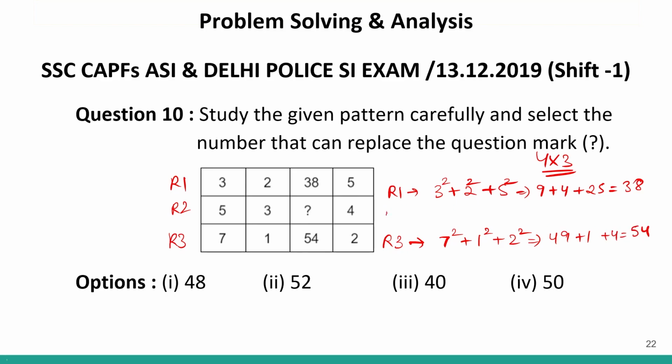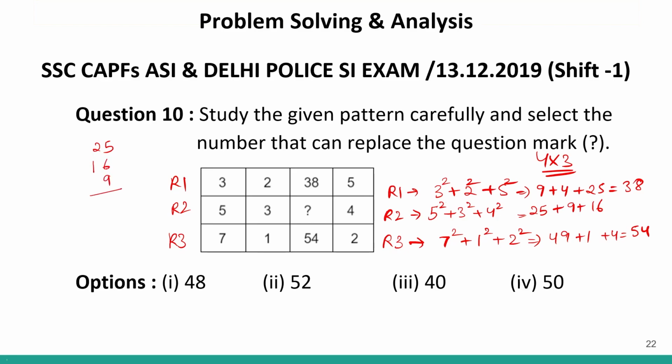So to find out row 2, we'll do the same thing. Row 2 will be 5 square plus 3 square plus 4 square. So 5 square is 25 plus 9 plus 16. So 25 plus 16, let me do it here for you.